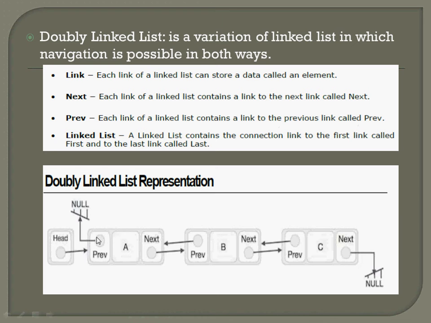In this previous link, it shows a null. In terms of the first element, the previous link shows the null element, and in terms of the last element, the next element shows null. This shows the end of the linked list, and the previous element showing null means it shows the beginning of the double linked list.